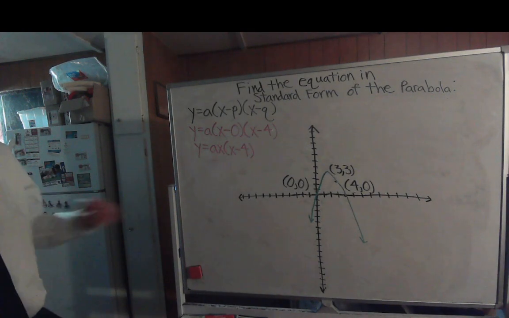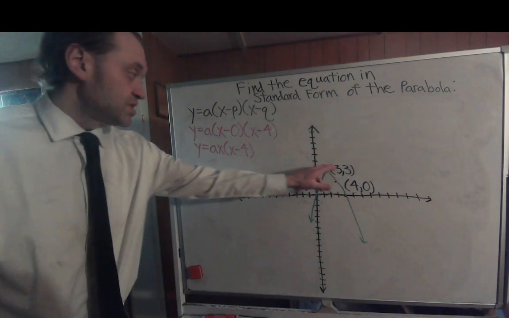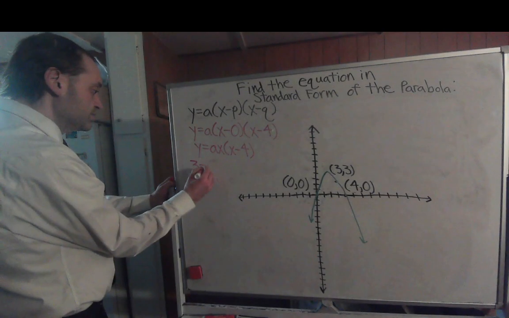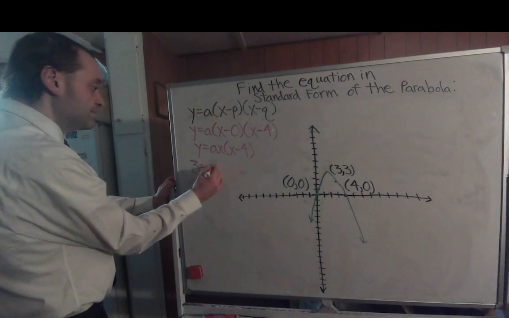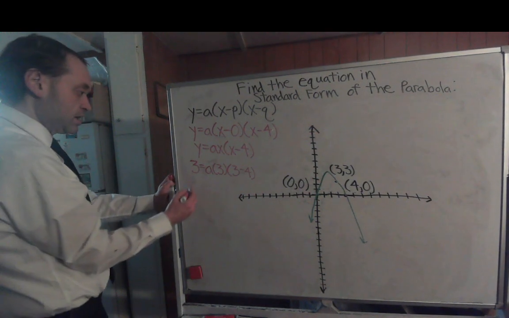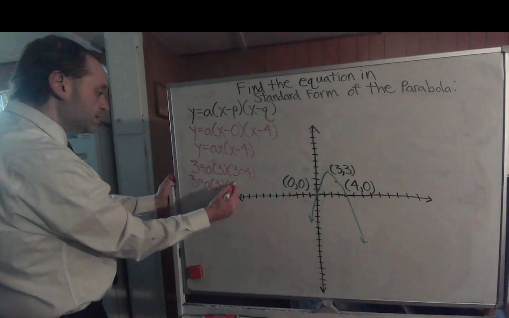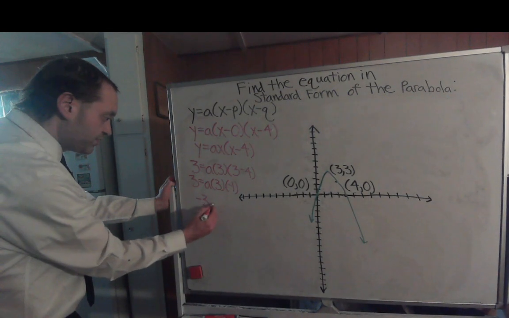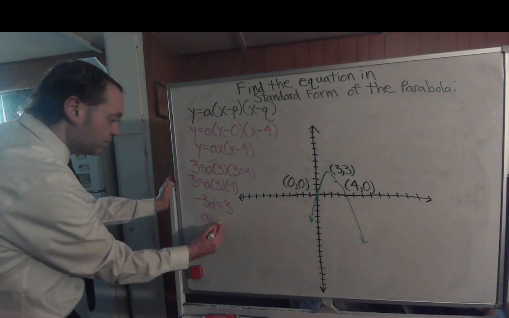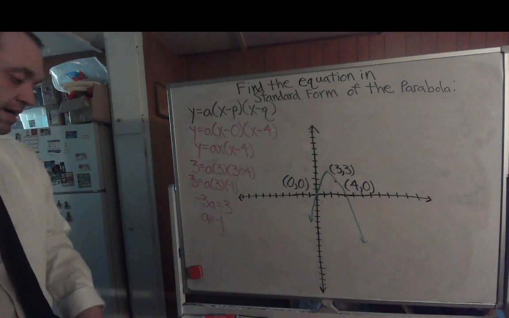Now we need to deal with this 3, 3 that the parabola passes through. So for x you'll substitute in 3, and for y you'll substitute in 3. So 3 equals a times 3 times the quantity of 3 minus 4. Well, that would give you 3 equals a times 3 times negative 1, which would have to mean that negative 3a would have to equal 3, so a equals negative 1. So your coefficient is negative 1, and that makes sense since this parabola is upside down.